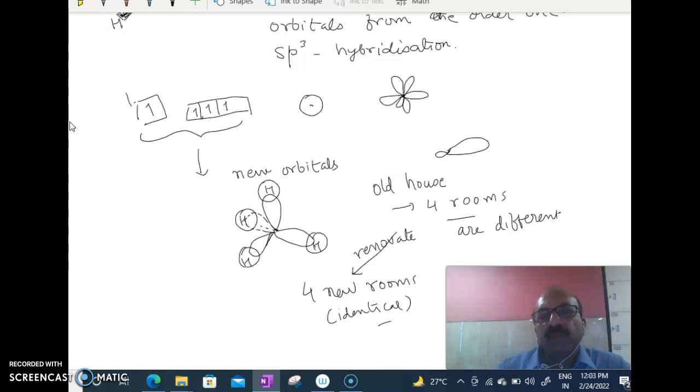In the same way, other kinds of hybridization can also take place. So in that, we modify the old orbitals and recreate new orbitals which are all identical to one another, and this kind of process is called hybridization. This can be mathematically proved by quantum mechanics, but we don't need to go into quantum mechanics at this stage.